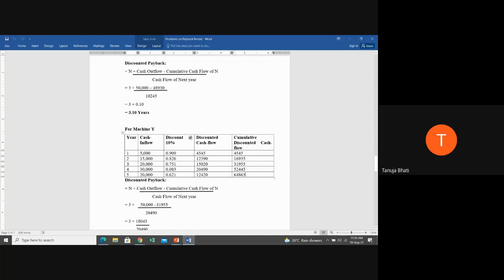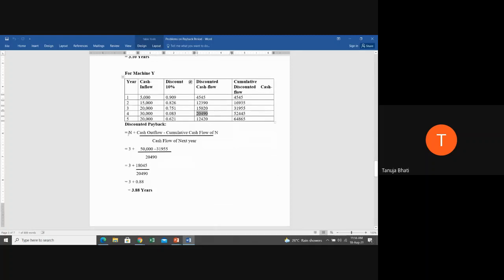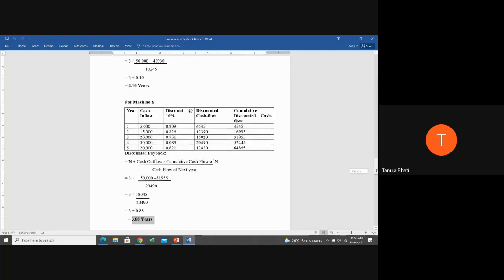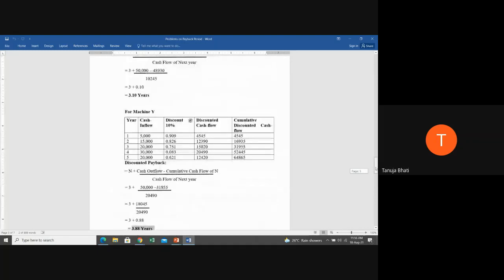Now cumulative cash flow of N is 31955, and we require the cash flow of the next year. That is, if 3 is N, the next year will be 4. So what is next year's discounted cash flow? That is 20490. All these figures you have to just put in the formula and get the answer. So the answer is 3.8 years. So here it was 3.10 years and this was 3.8 years.